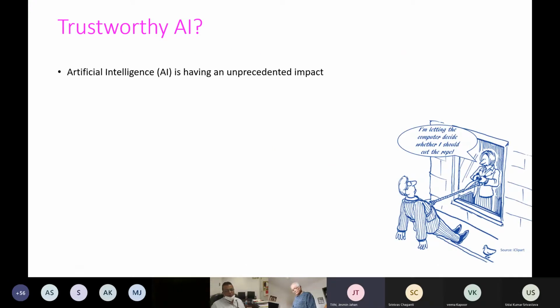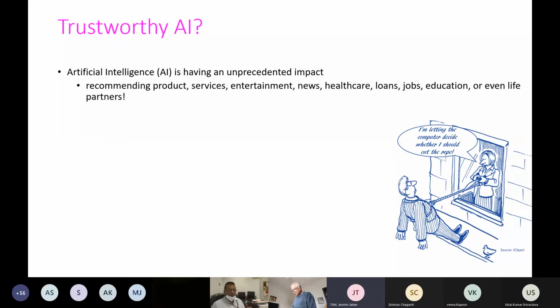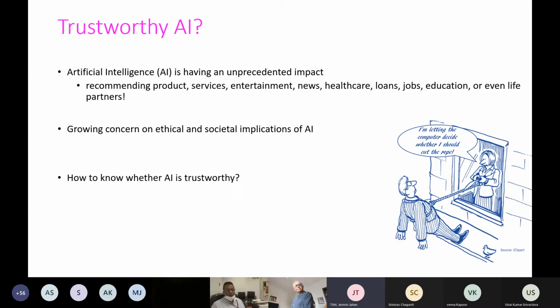So AI is having an unprecedented impact in our everyday life. It is used to recommend products, services, entertainment, news, healthcare, loans, jobs, education courses, and even a life partner. At the same time, there is also a growing concern about the ethical and societal implications of those AI. One of the questions that we often ask ourselves is: how do we know whether the AI is trustworthy or not?